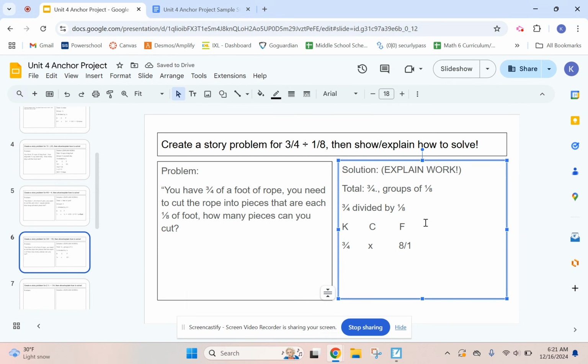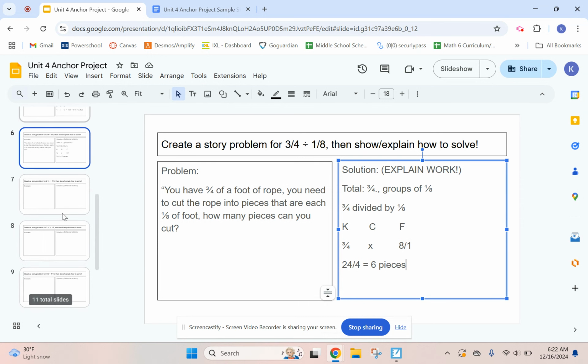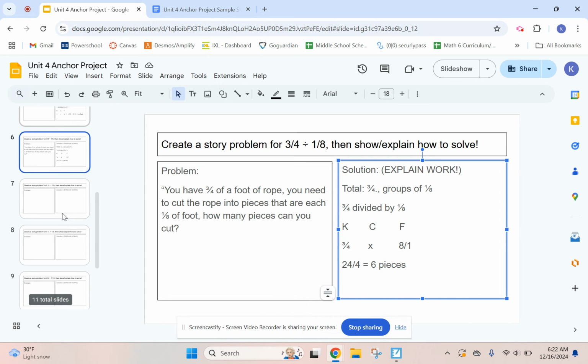All right. So now let's multiply our tops. 3 times 8 equals 24. On the bottom, 4 times 1 equals 4. And then we need to simplify. 24 divided by 4 would give us 6. So we could cut 6 pieces. This is because we're doing 3/4 divided by 1/8. If you keep 3/4, change to multiplication, and then flip to 8 over 1, you get 24 over 4, which is 6. All right, let's keep going.